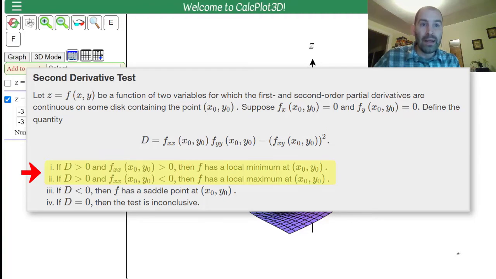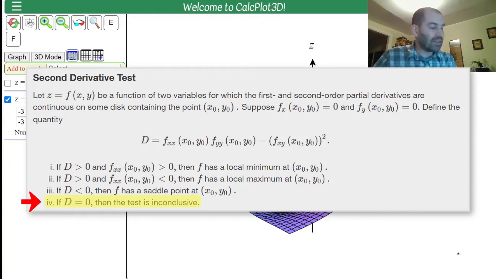Now, that's the situation where the discriminant is positive. If the discriminant is negative, then we know that we actually have neither a max nor a min. We have what's called a saddle point, and we'll discuss this later in the video. If the discriminant is equal to 0, then the test is inconclusive. We don't know what we have. We have to do some other investigation to find out.